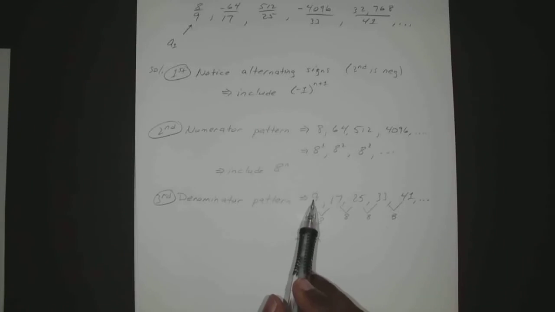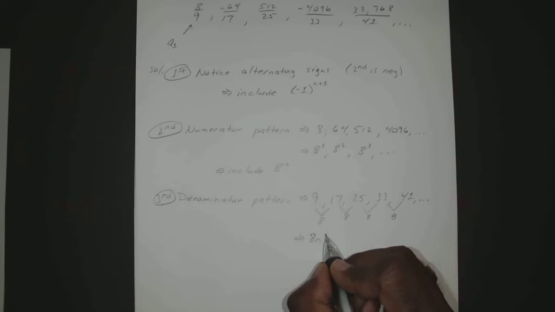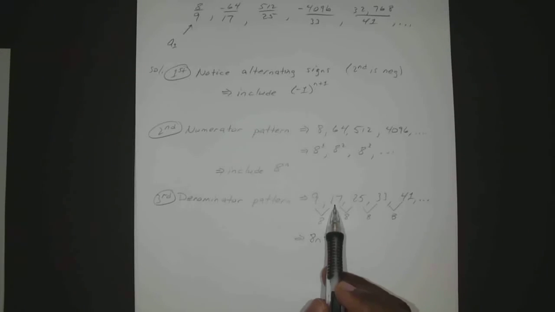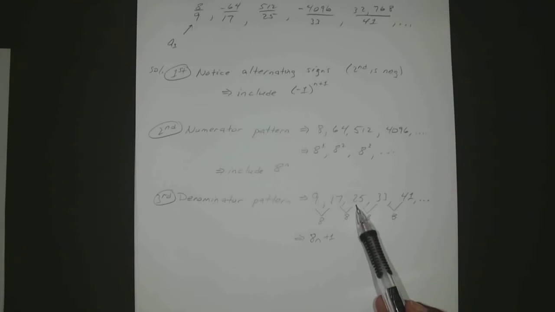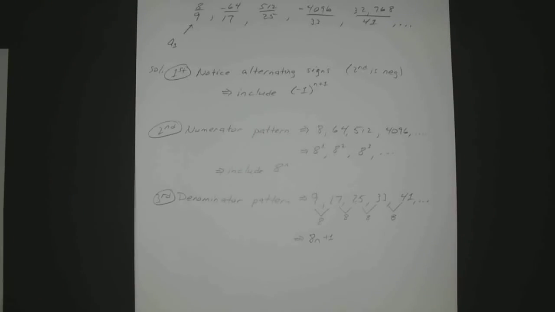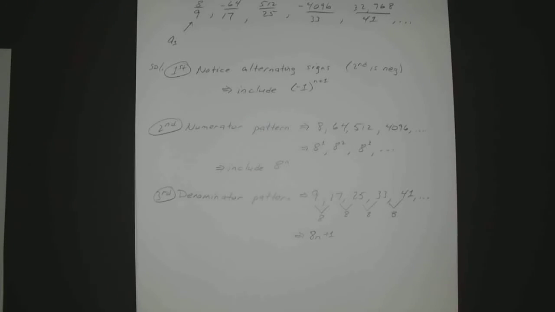8 times 1 is 8, which, if you add 1 here, would give you 9. 8 times 2 is 16. If you add 1, 17. 8 times 3 is 24. If you add 1, 25. So you can kind of pick it up there. So if you look at the distance between the two, it gives you something to start with. Because looking at that, there's no way to just look at it and go, oh, okay, and plug it in.